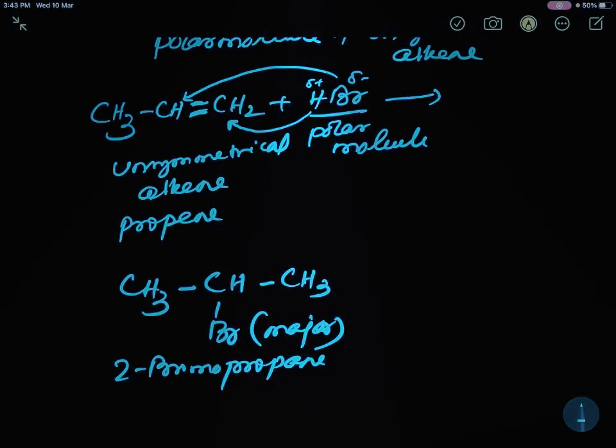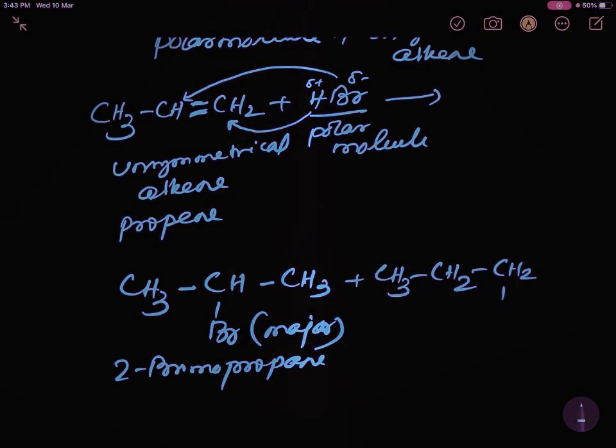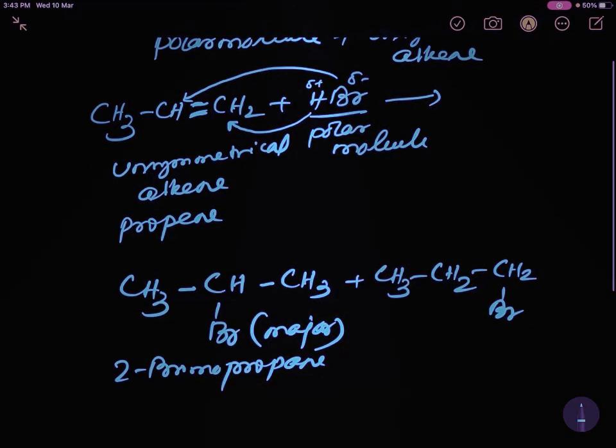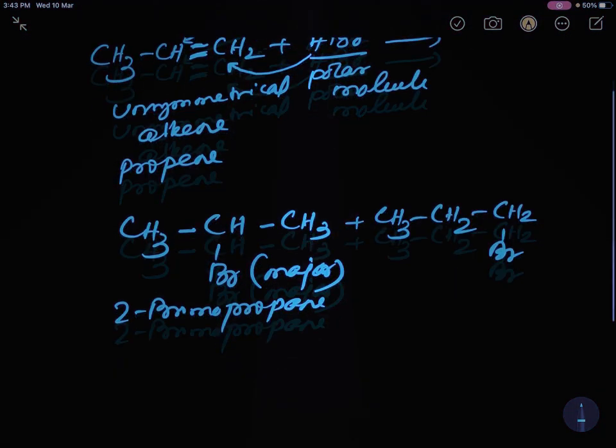This is the major product, and the minor product is CH3CH2CH2Br. Here bromine is added to the carbon atom of the double bond which contains more hydrogen. This is the minor product. Let us do the mechanism.